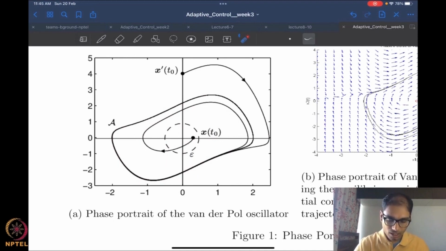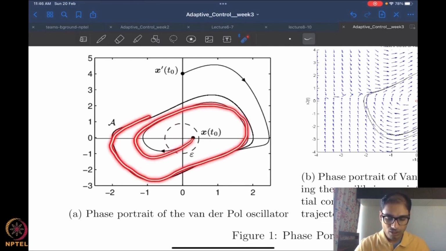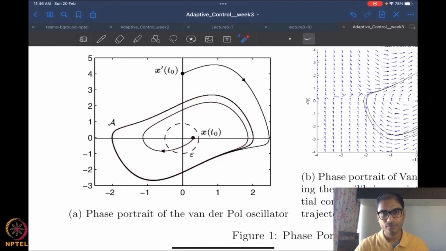Because I can choose any epsilon ball smaller than this, right? It has to lie inside the limit cycle, of course. So if I choose any epsilon which lies inside the limit cycle, there is no possibility of finding a delta because for every initial condition inside this ball, you will always go to the set A. All right. And this is a problem, not in general, but in terms of how we have defined stability. How we have defined stability.